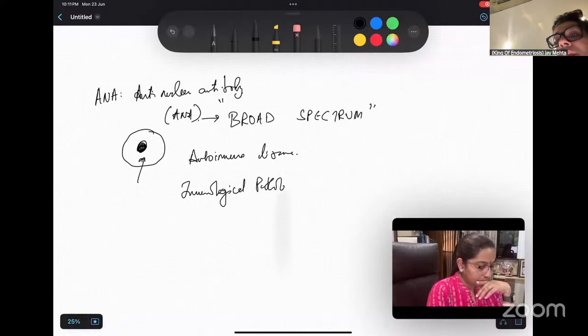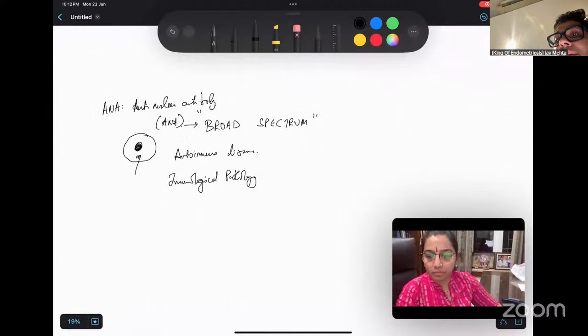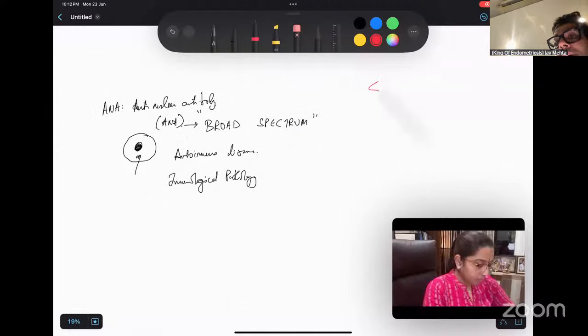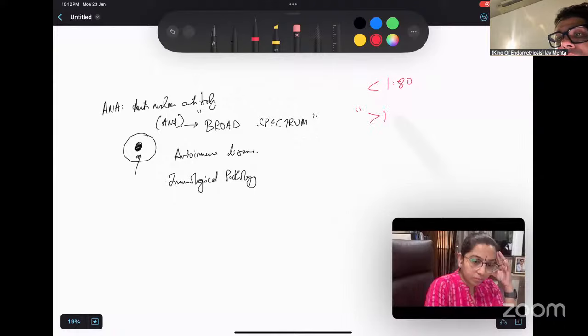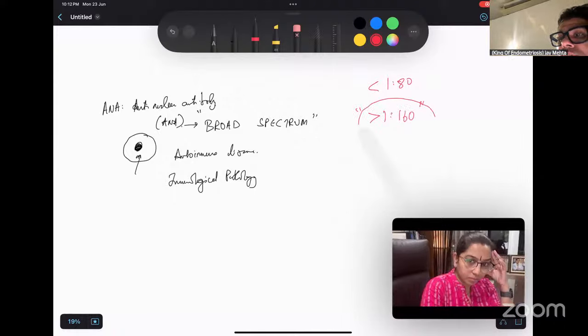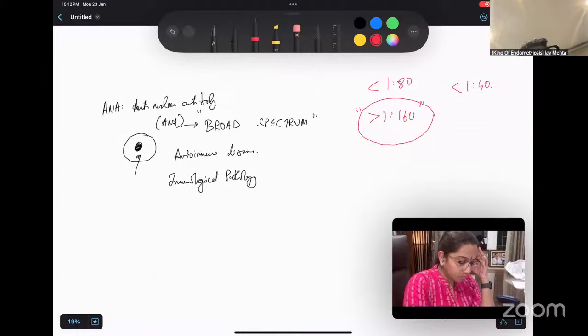When you do an ANA test, all titers less than 1 is to 80 are not a concern. We basically need to start treatment only when the titer is above 1 is to 160. This is your golden word. 1 is to 40, less than 1 is to 80, all these things you see very, very commonly. When you see something like that, you should never get bothered.